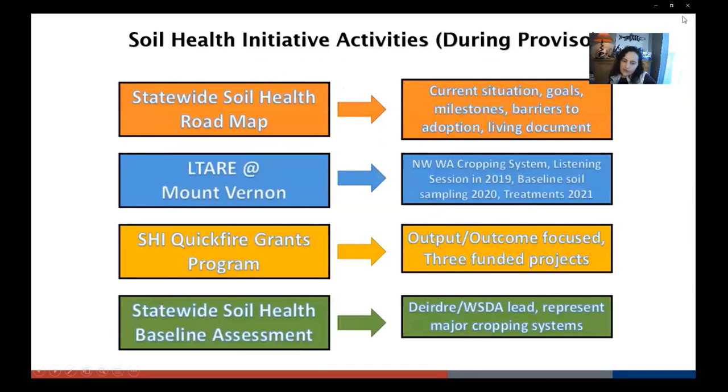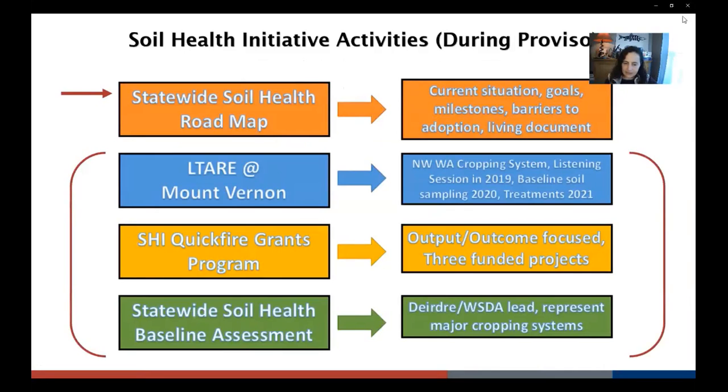This slide shows the 4 major efforts currently underway. I am going to talk mostly about the soil health roadmap, but before I get into that, I'm going to touch briefly on these other 3 efforts that are happening.